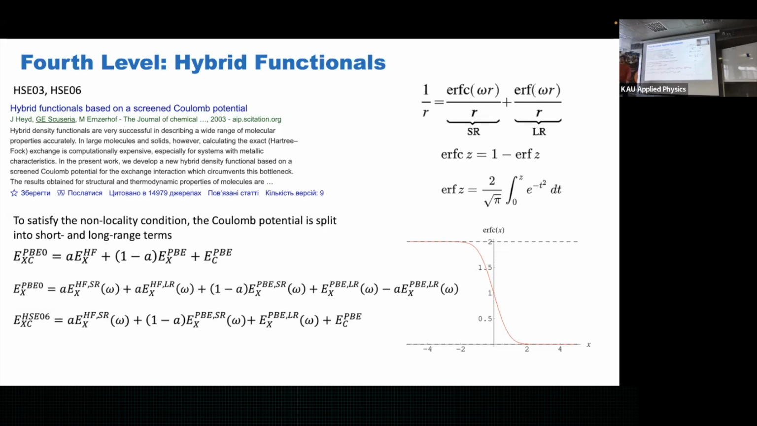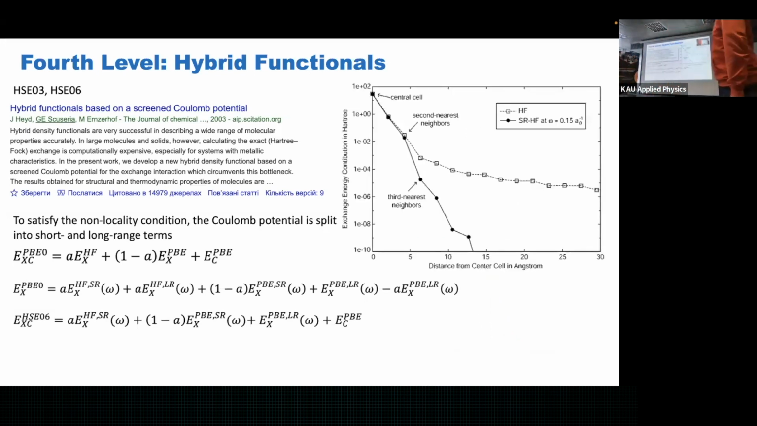If we go to long range, in long range we will have PBE exchange and PBE correlation. So at short range we have PBE0, and in long range we have the common GGA, but we combine them and get such HSE06.